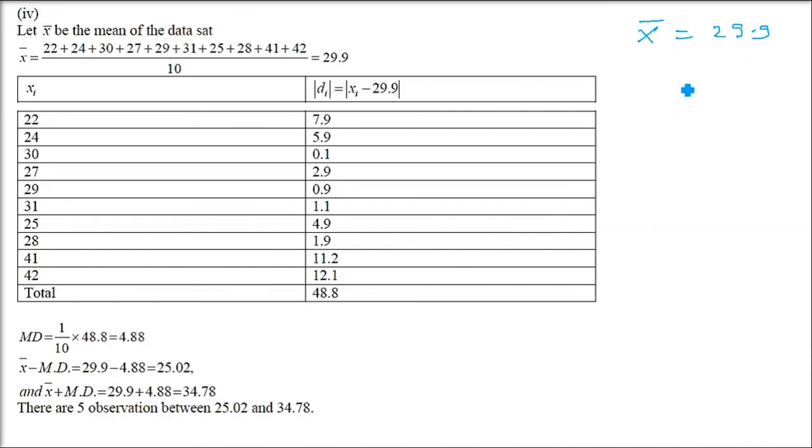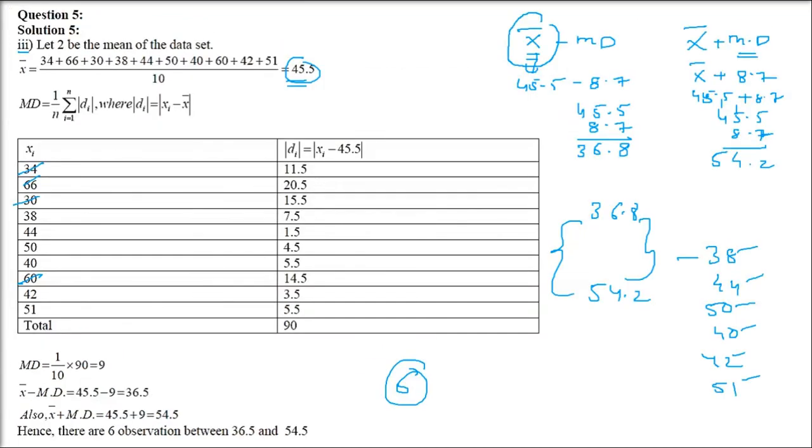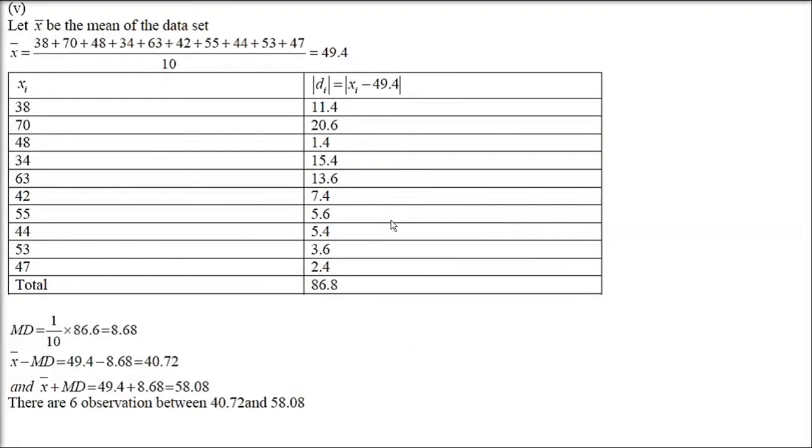Now you add 4.7 and subtract 4.7. These are the lower and upper limits, and you have to find all the numbers in between them. The mean deviation is 4.7; we have already done this in the first part. So the range is 29.9 minus 4.7 to 29.9 plus 4.7, and you find the values in between. Same thing here for the last part: add all of them, divide by 10, and the mean comes to 49.4. The mean deviation is 8.4.